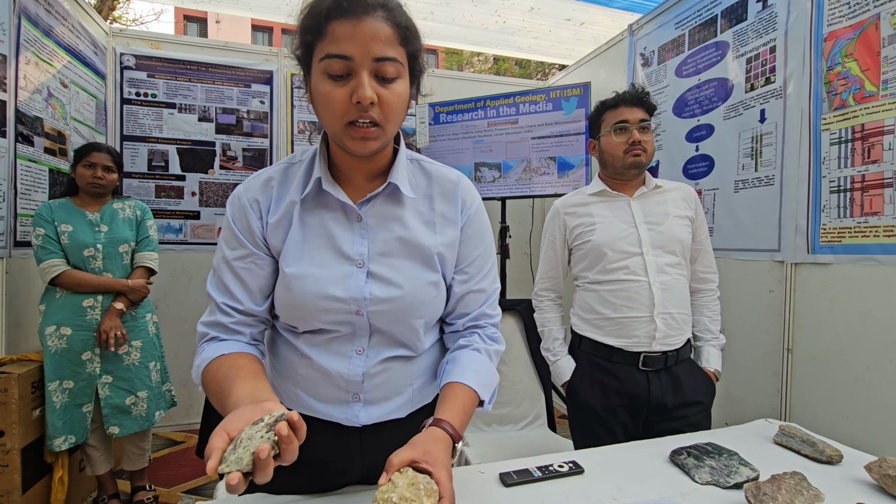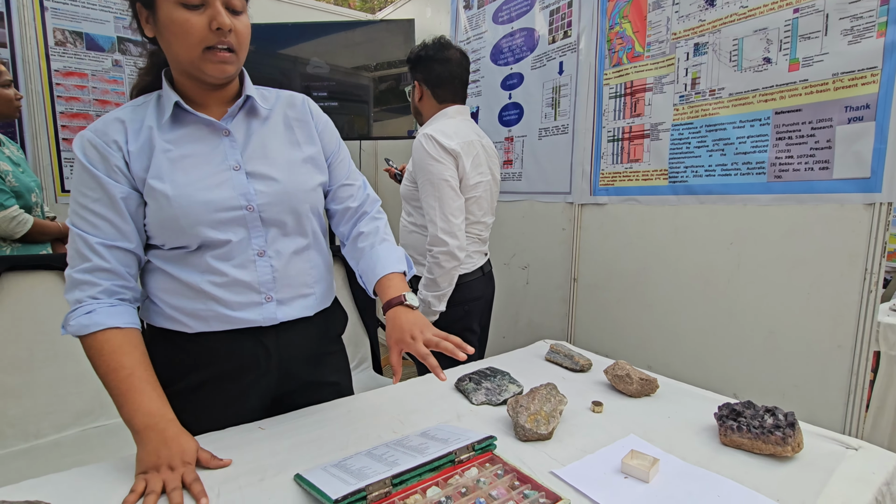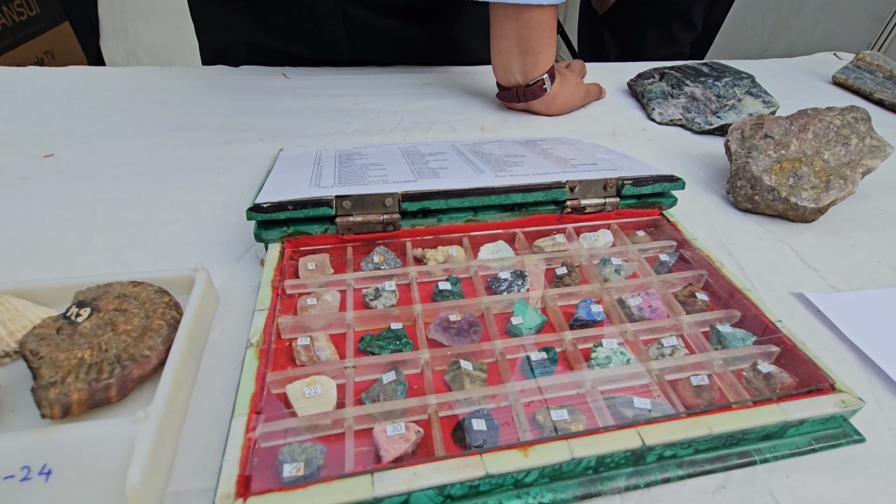This is a bivalve and the shell is made up of calcium carbonate. Next we have ammonites. Ammonite is a fossil of the cephalopod group, also preserved in the form of hard rock. Next here we have some minerals which are smaller portions taken from bigger rocks, polished and preserved. These are different types of rocks. Their names are also mentioned here.